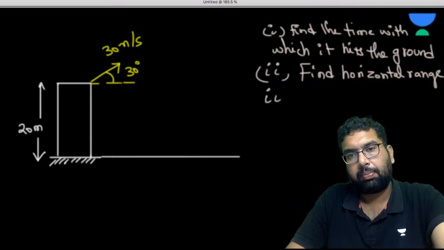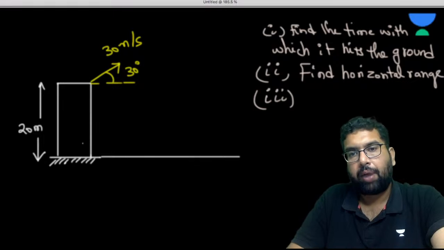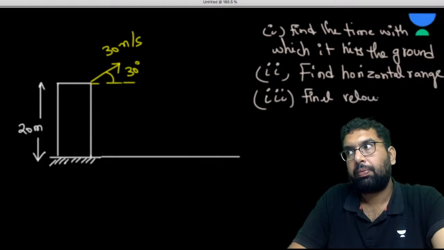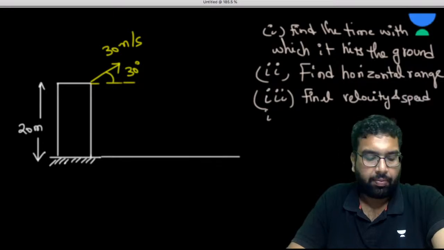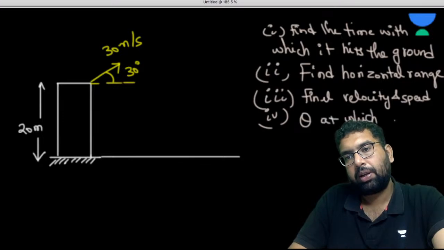Then we have to find all the same things: final velocity and speed. And lastly we have to find theta at which it hits the ground. Okay, now let's try these questions.